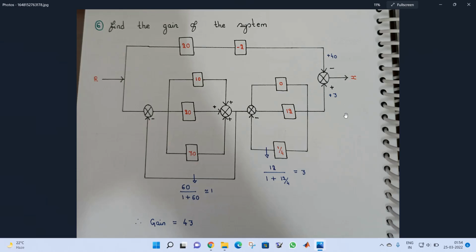Finally, I have added these two paths. Here we have a minus and we have a minus, so overall it becomes plus here. So the overall gain will be 43.